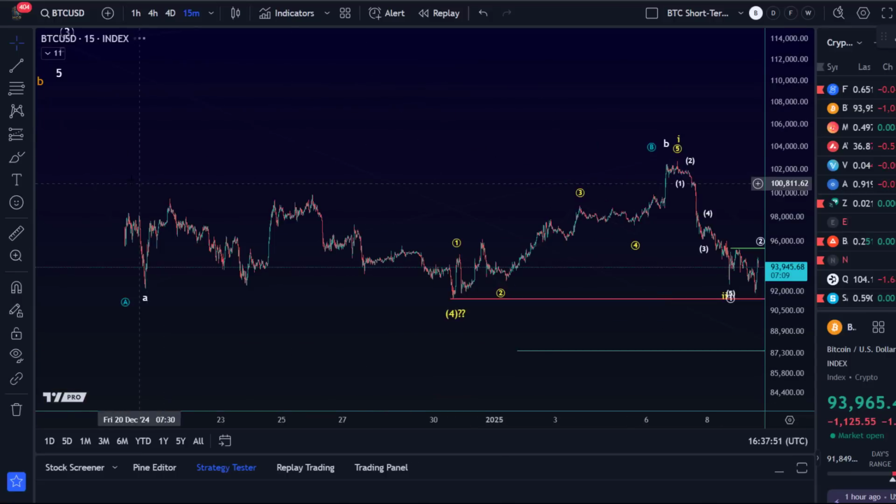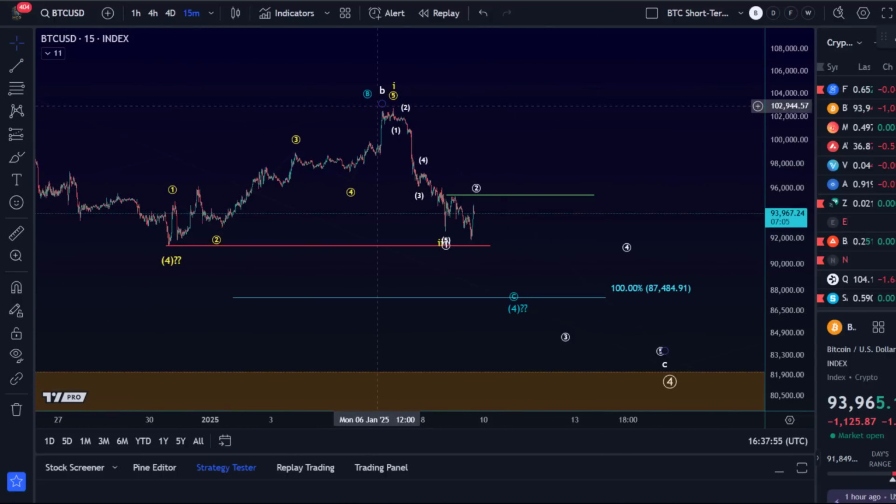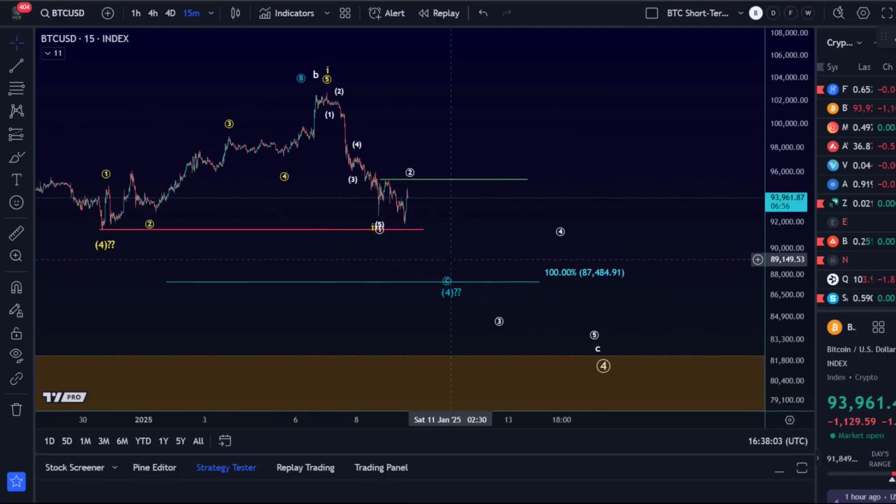If we have an A wave down, which bottomed around the 20th of December, we had a B wave up and this C wave down. So I would definitely pay attention to this level in a wider wave 4, and then the white scenario seems to be leading for now, which is a nice 5-wave move down. A lot of people don't like that. It is what it is.